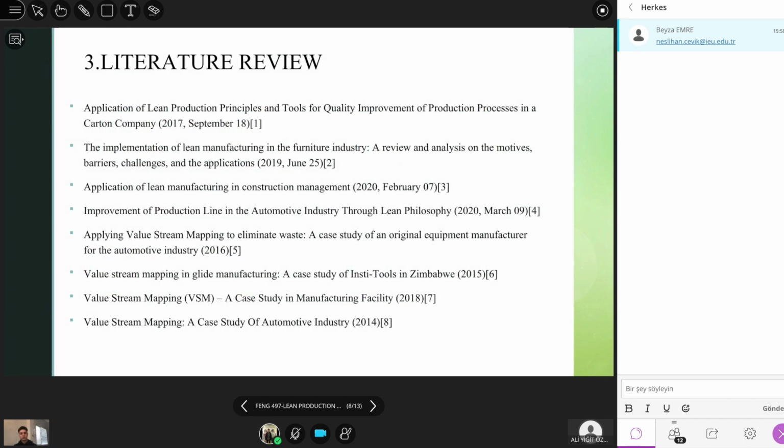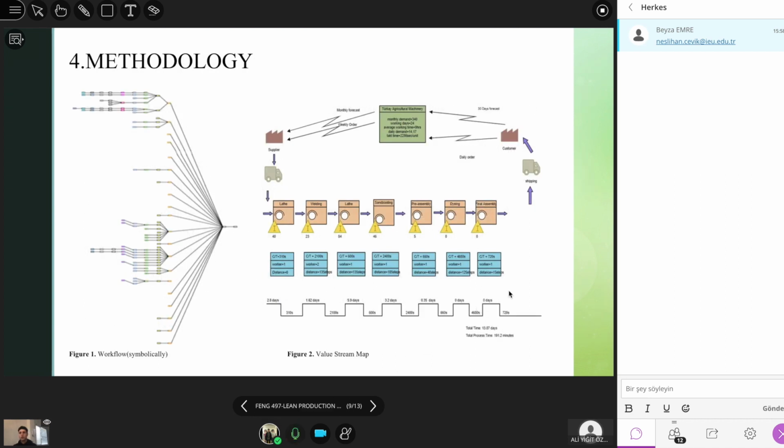The literature survey part includes an examination of related topics in other companies. In this part, topics related to manufacturing techniques and value stream mapping cases were checked. We got information and ideas from the scanning of resources. These are the names of the articles we researched. Now Onur will continue. Thank you, Yiğit.